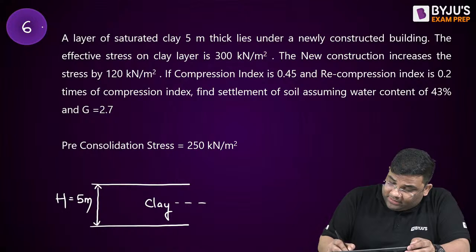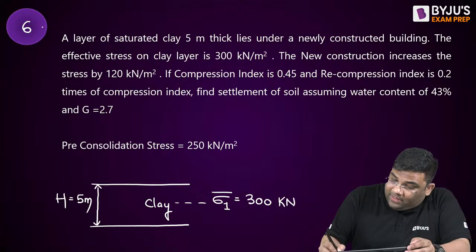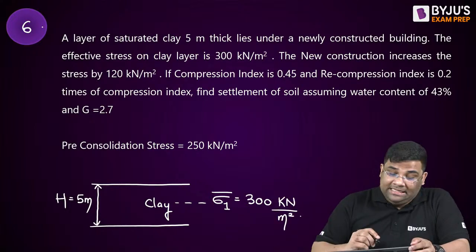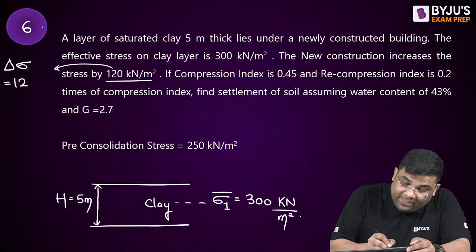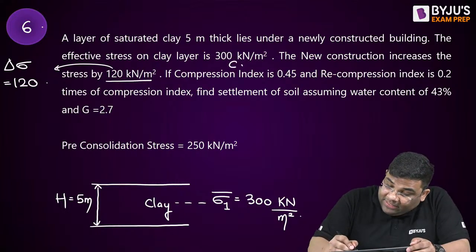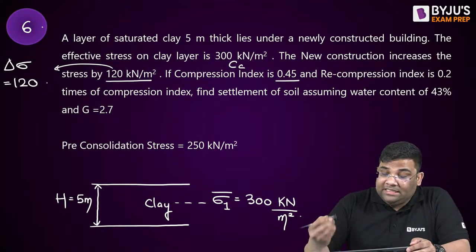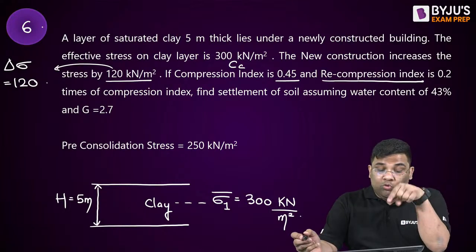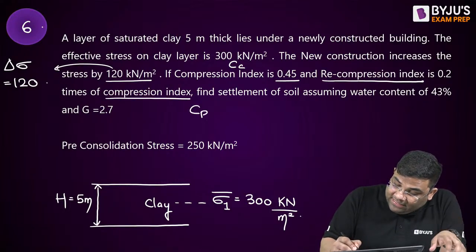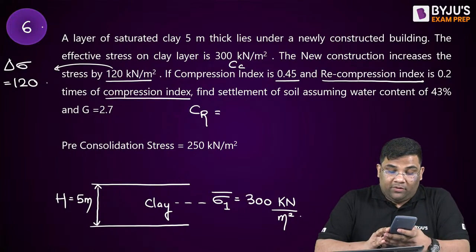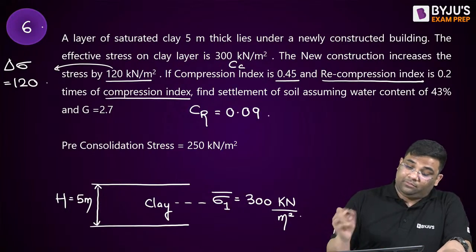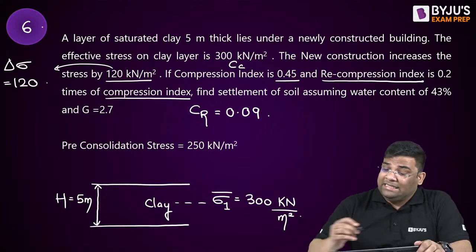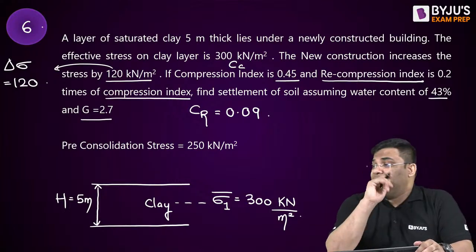The initial effective stress for this clay is given as 300 kilonewton per meter square. Now there is an increase in the effective stress. How much is that? 120. So can I say delta sigma is given as 120, right? The compression index Cc is given 0.45. And the recompression index is given 0.2 times the compression index. So I can say Cr is equal to 0.45 into 0.2. So I'll get 0.09. So Cr is given 0.09. Find the settlement of soil assuming water content 43% and G is equal to 2.7.